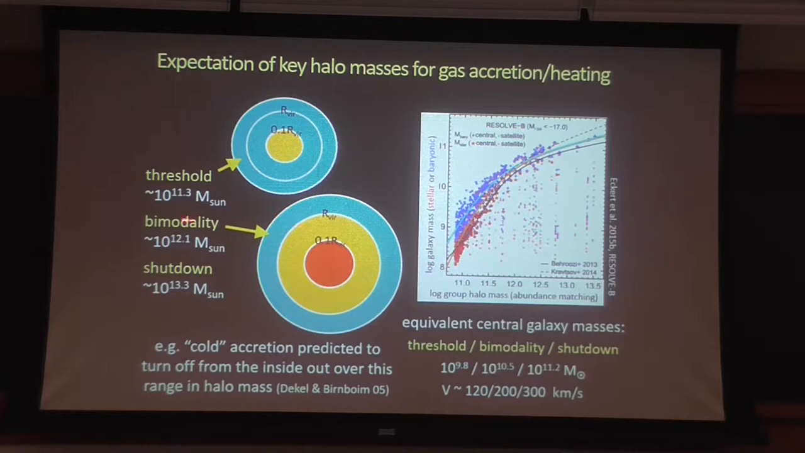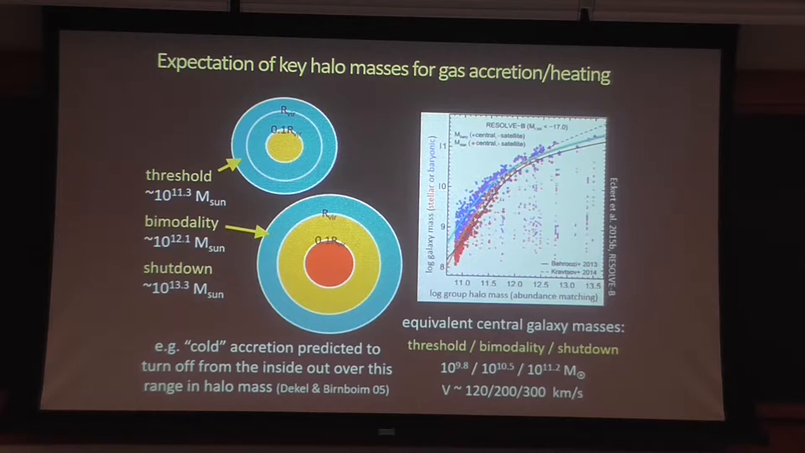And finally, the shutdown scale, so 10^13.3 halos. These are large groups now, what we think of as large galaxy groups, that would be heating, I didn't show it here, but that would be heating out beyond the virial radius, to two or three times the virial radius.